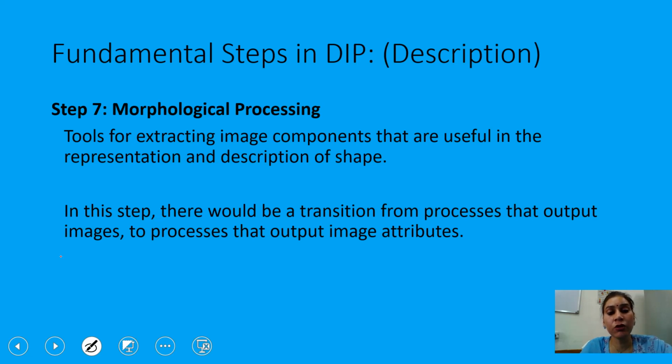In this step, there is a transition from processes that output images to processes that output image attributes. Here, morphology comes under both categories, low level as well as high level. The input and output can both be images, and it is also possible that the input is an image and the output is attributes. According to the requirement, if we want an output image, we can get it. If we want the output as attributes, that is also possible.